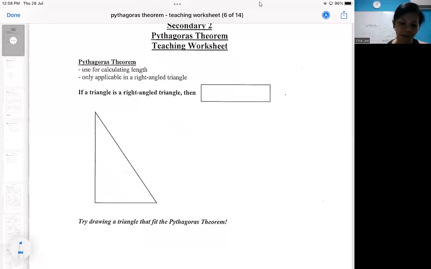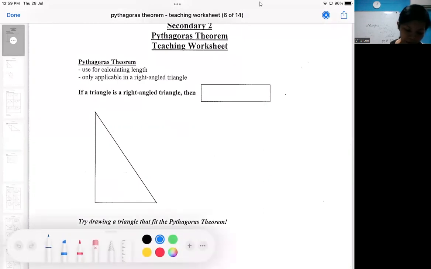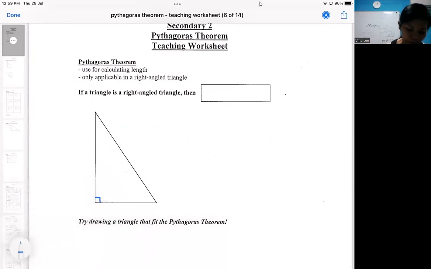So we've got to identify the features in a right angle triangle first. First of all, there must be a right angle triangle. The right angle triangle usually will be told to you. Then you look for the 90 degree, and the length that is opposite the 90 degree is called the hypotenuse. The hypotenuse is the longest length in the triangle.